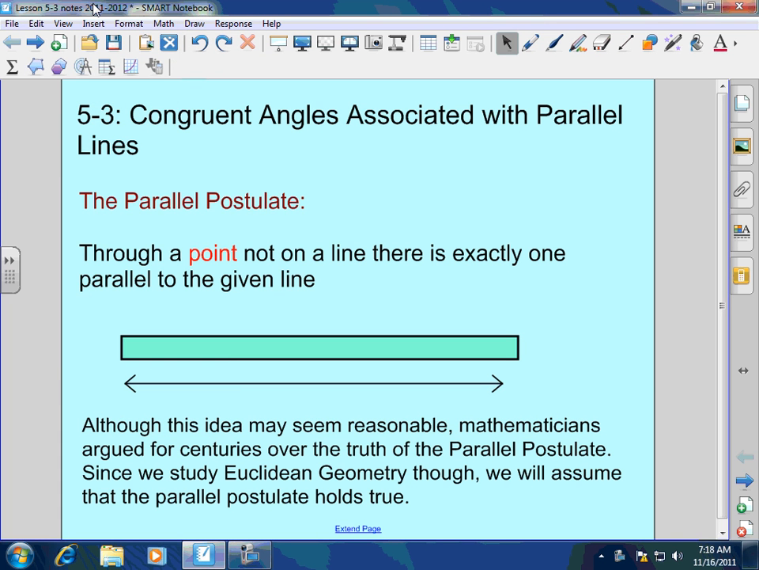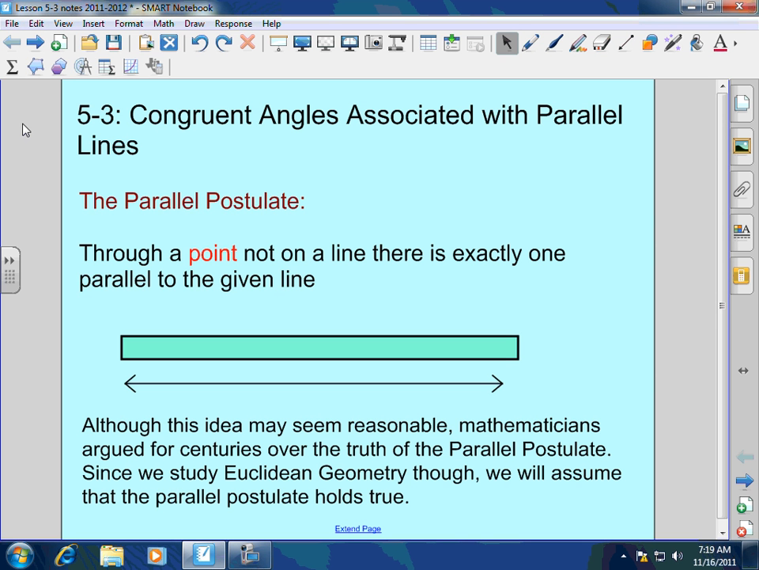This is Mr. Morrow here with you, and we're going to learn about 5-3 today, congruent angles associated with parallel lines. So yesterday we talked about the fact that if two alternate interior angles between two lines cut by a transversal are congruent, the lines are going to be parallel. If the same side interior angles have a sum of 180, again, those lines between them are going to be parallel. So today we're going to learn the converse of that, all right?